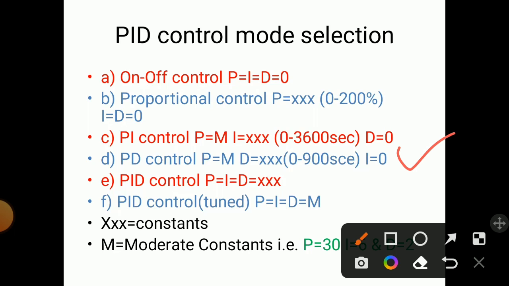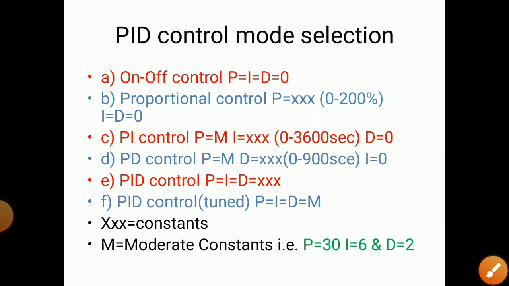And what is PID control? In PID control, we have to enter all three values, P, I and D. These values may be moderate. Here I have shown moderate constants: P is equal to 30, I equal to 36, and D equal to 2. So like this we can select control modes.